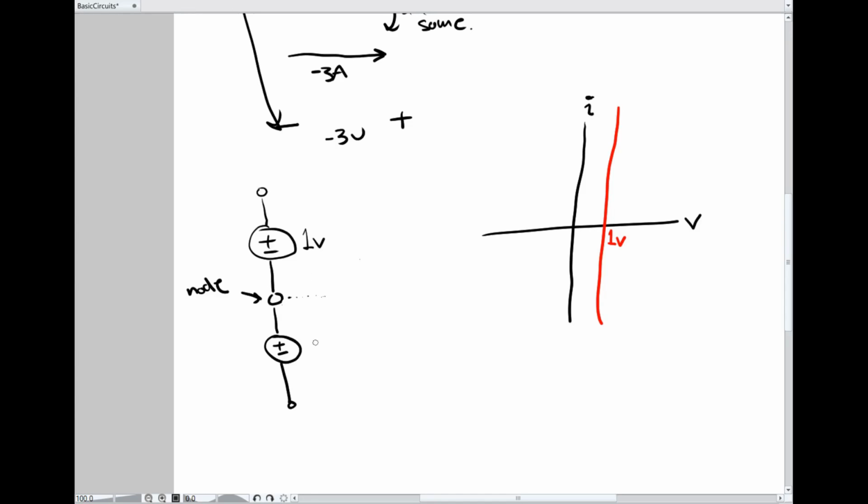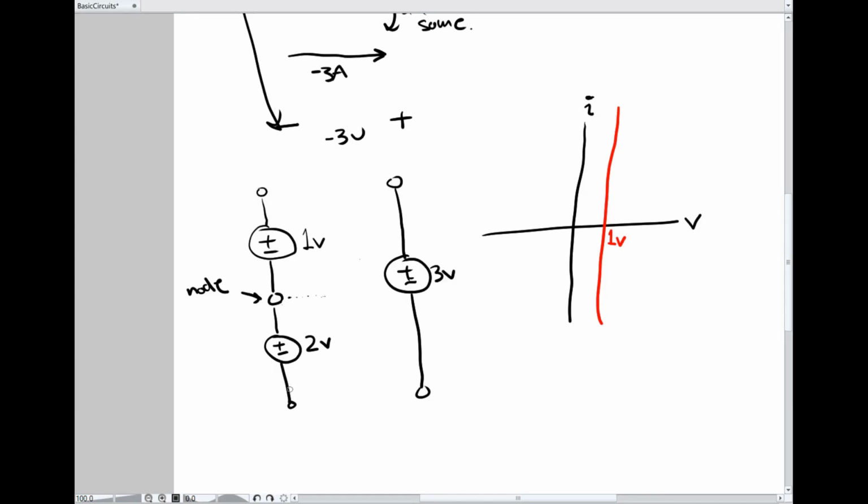Now, say this one is 1 volt and say this one is 2 volts. This says that it takes 2 joules of energy to move a coulomb of charge from here to here, and then 1 more joule of energy to move a coulomb of charge from here to here. So it takes a total of 3 joules of energy to move 1 coulomb of charge from one end of this all the way to the other.